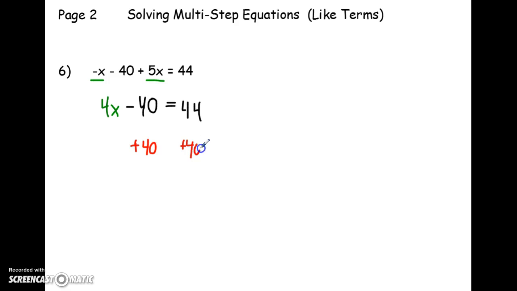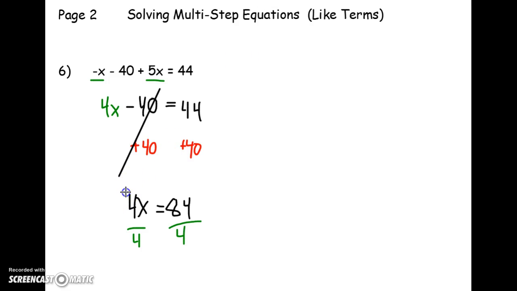Showing our work vertically for those Ballard graphing standards. Now these will cancel out, leaving me with my 4x is equal to 44 plus the 40, which is going to give us that 84. The last thing we need to do is divide both sides. What we do to one side we must always do to the other. We divide by 4 on both sides like this.